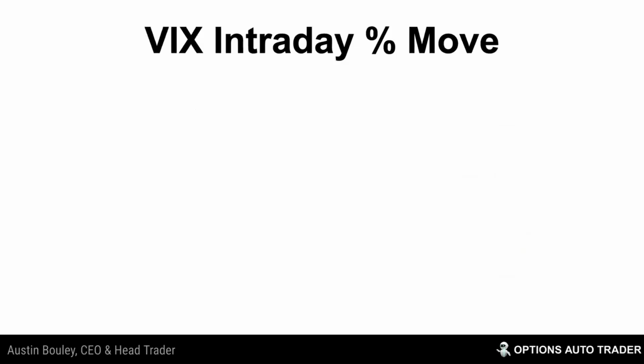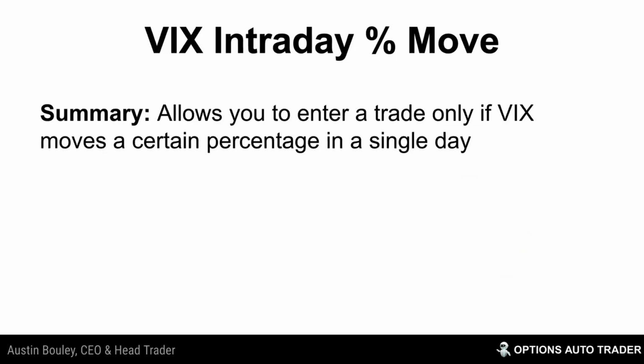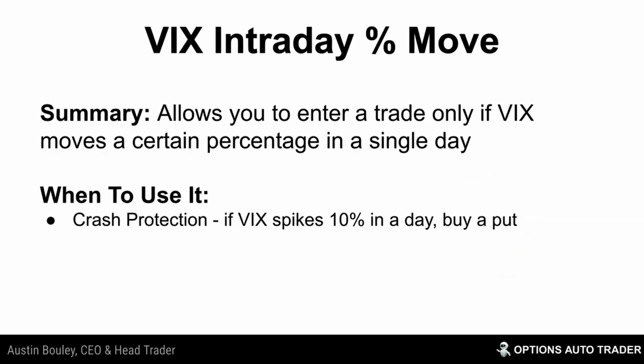So the first setting is VIX intraday percentage move, a highly requested one. This is going to be very important for my 0DTE traders, but let's dive into it. First off, what is it? It allows you to enter a trade only if VIX moves a certain percentage in a single day. Now, why would you want to do something like this? Great question. The biggest reason is crash protection, okay?